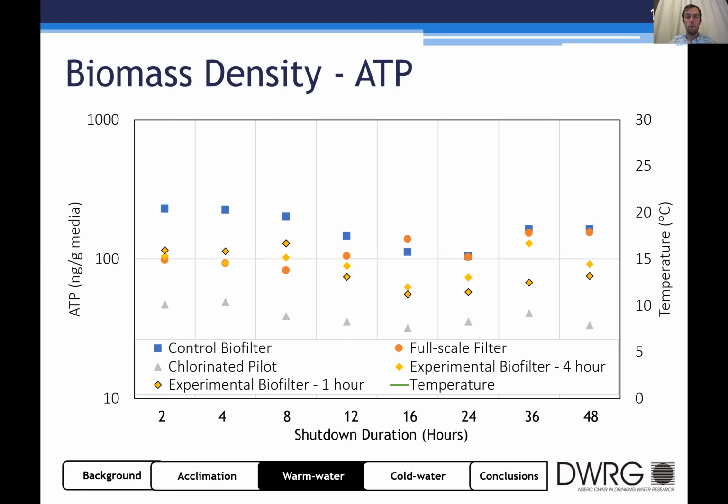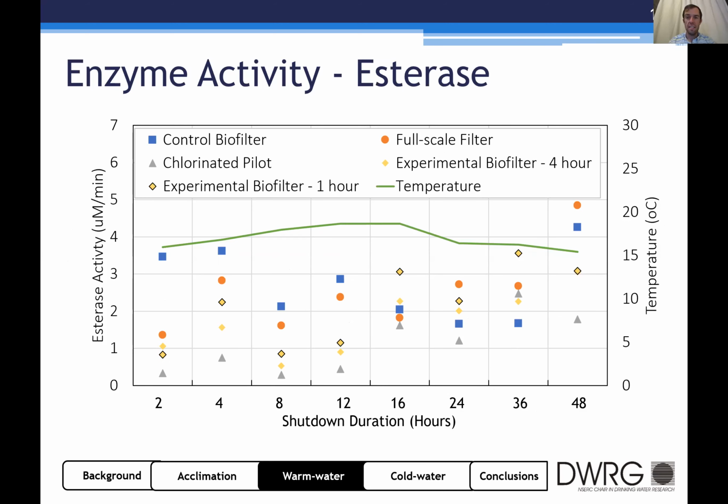Whereas after that point, we saw less ATP following startup. And what this is telling us is that there's the potential for the filters to take a number of hours of operation to reach steady state conditions. We also looked at enzyme activity, and we see a very similar trend.